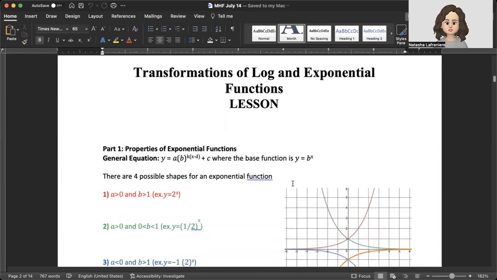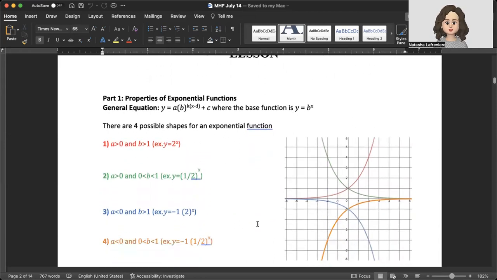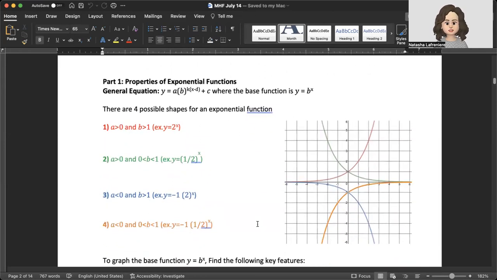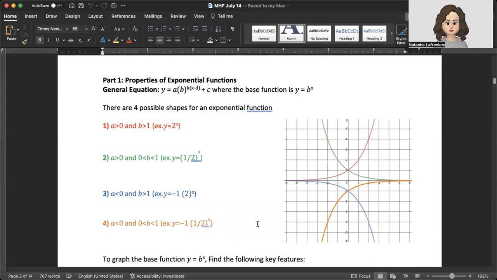Okay, so we're looking at transformations of log and exponential functions. So we've got properties of exponential functions. So the general equation is a times b to the exponent k times x minus d, and then plus c. So where the base function is b to the exponent x. Okay, there are 4 possible shapes for exponential function.